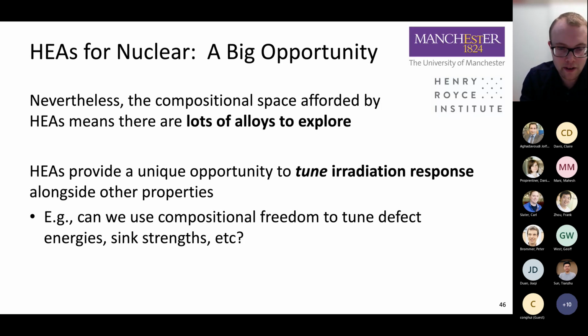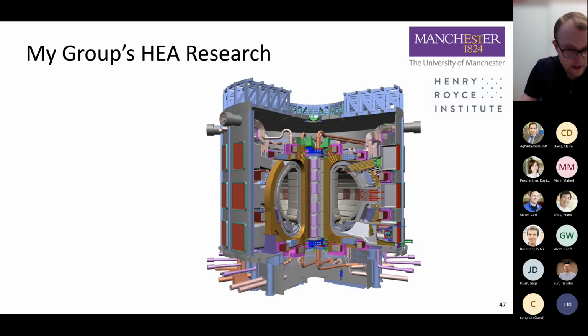Basically, with high-entropy alloys, there's a big opportunity to tune their radiation response alongside other properties. So for instance, can we use compositional freedom to tune defect strengths and sink strengths and the strength of vacancy agglomeration, all sorts of different things like that? So it still remains a big opportunity.